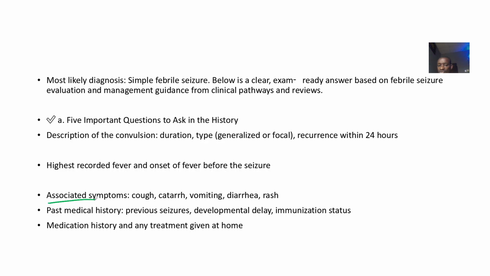When they have the seizures, do they have any associated symptoms like cough, catarrh, vomiting, diarrhea, and the rest of them? Okay, so you look at the cough, the catarrh, the vomiting, the diarrhea, the rashes. The past medical history, have they been having seizures before? You look at their developmental history, even go as far back as looking at the birth history.